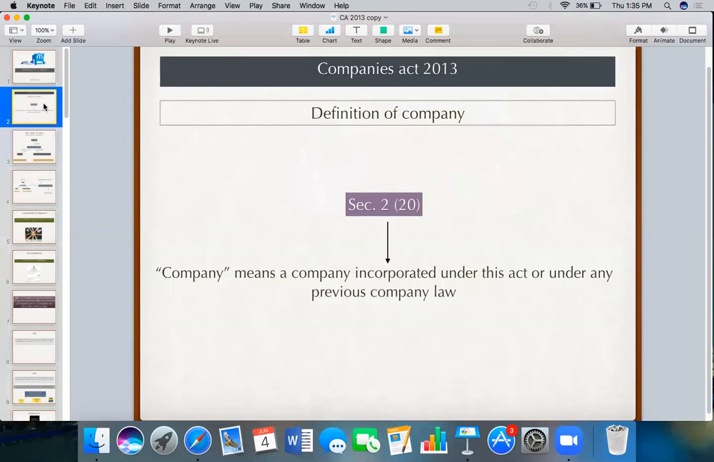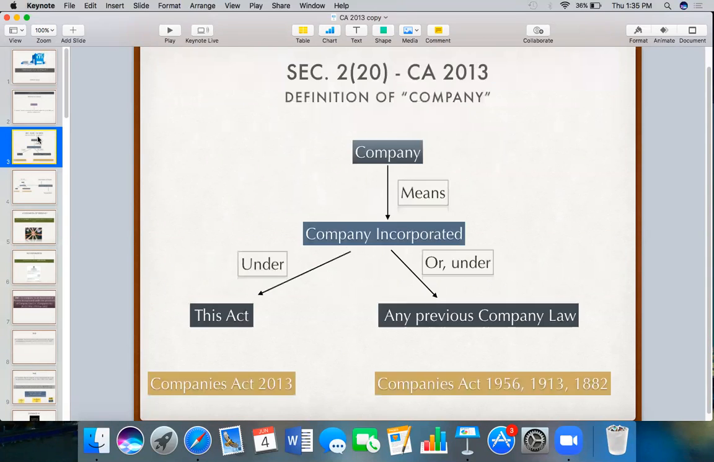Now, as per Section 2, subsection 20, a company is defined as a company incorporated under this Act or under any previous company law. As you can see, it's very difficult for us to take out the actual meaning of a company, because this definition only talks about the incorporation. So going further, we just need to segregate this definition into different parts.